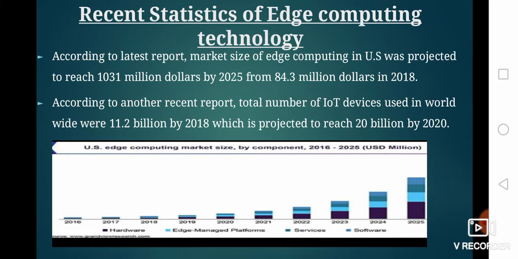And the next, the recent statistics of edge computing. We know that edge computing started in 2018, and before that we were using hardware in 2016 and 2017. As we see, a blue layer starting from 2018 is when it came into existence. And the use of edge computing keeps increasing till 2025 according to the recent statistics.